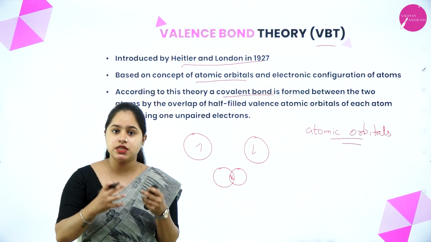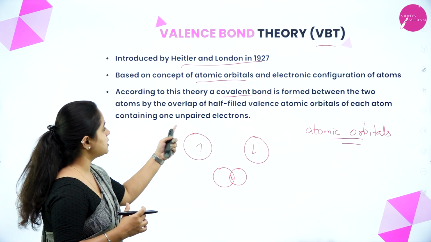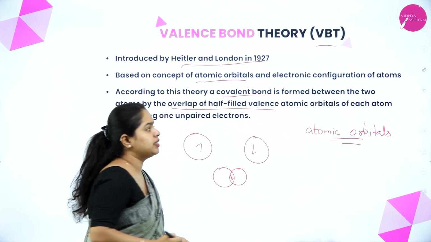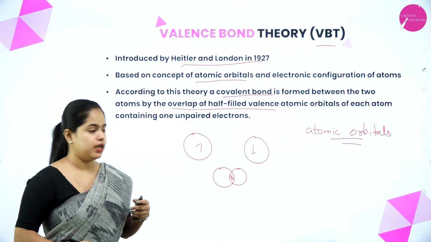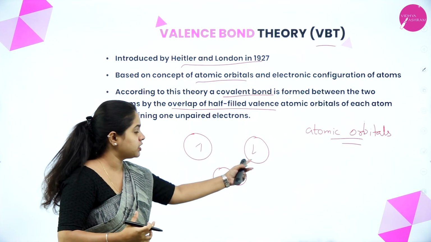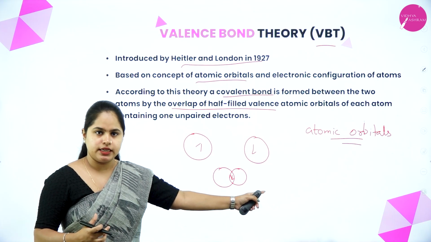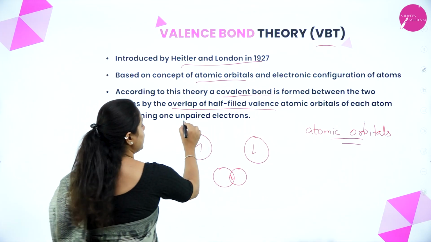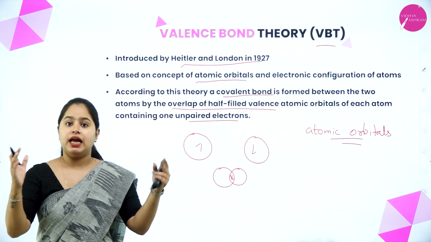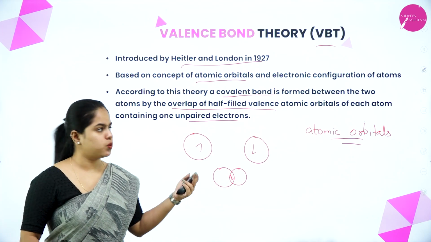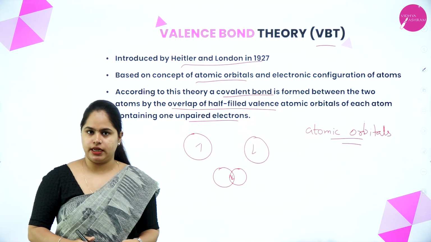That is, when atoms are coming closer to each other, what happens? The overlap of half-filled valence atomic orbitals takes place. These two orbitals overlap with each other and each of them will be half-filled. Each of these orbitals will contain one unpaired electron, and they come together, overlap and pair up. This is what the valence bond theory is about.